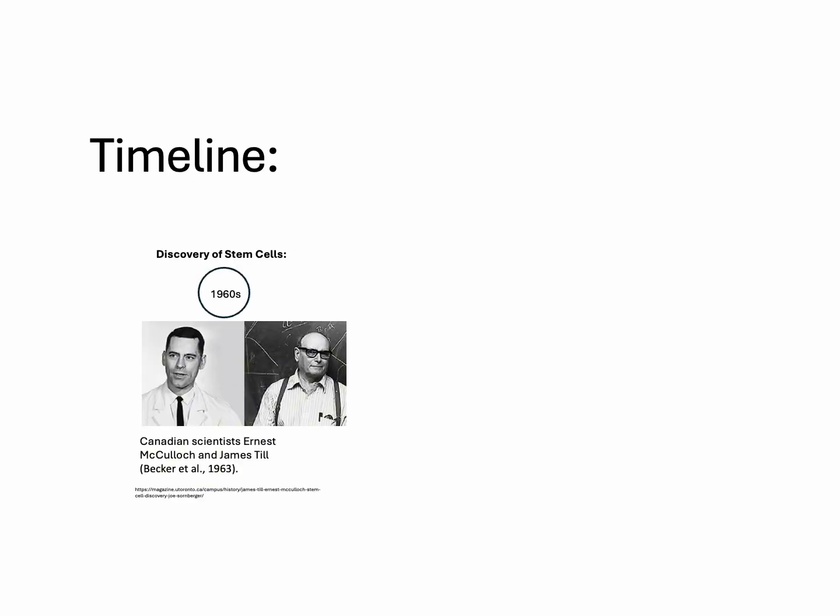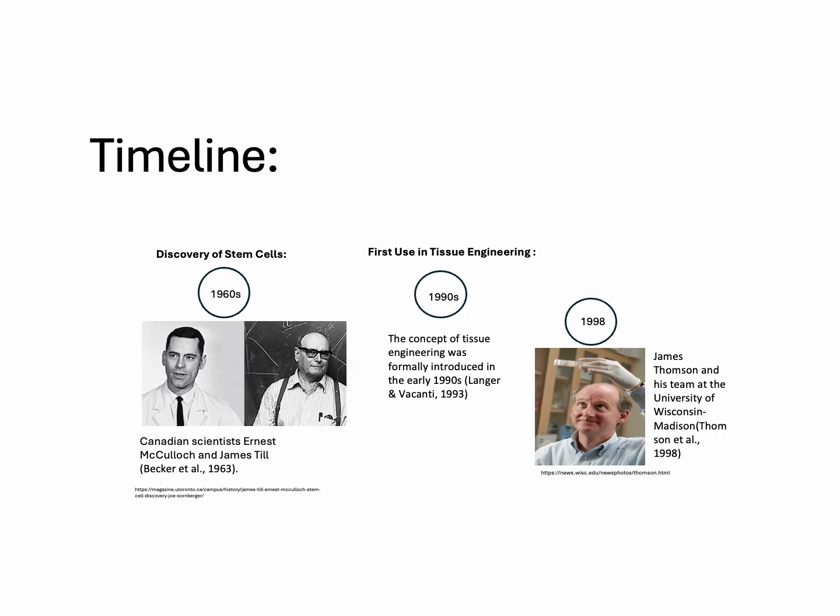To begin with, let's have a look at the timeline of discovery of stem cells. In the 1960s, Canadian scientists Ernest McCulloch and James Till made a groundbreaking discovery of the stem cells. Afterwards, in the early 1990s, the concept of tissue engineering was formally introduced. A major breakthrough came in 1998 when James Thomson and his team at the University of Wisconsin-Madison isolated and cultured human embryonic stem cells.